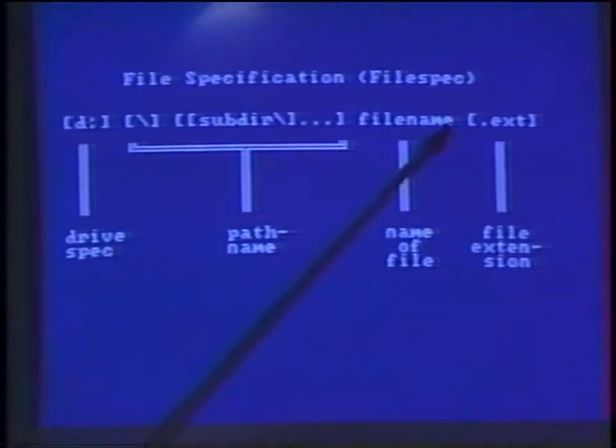Third, the file name of up to 8 letters and/or numbers. The file name is the only part of the file spec that must be present in order for DOS to access a file. Finally, the optional file name extension of up to 3 letters and/or numbers. If included, the extension must be preceded by a period or dot.